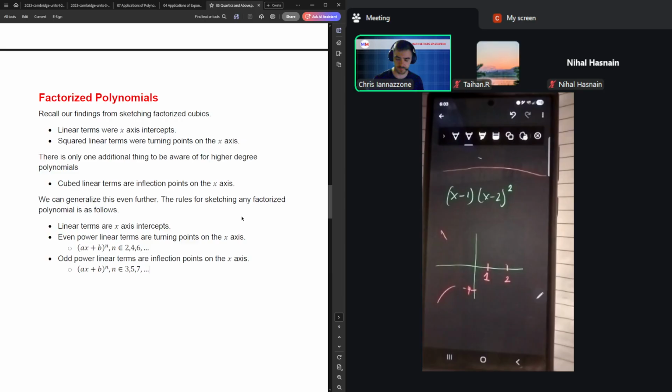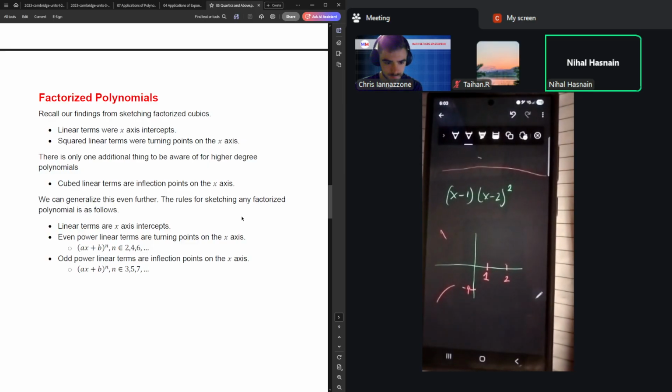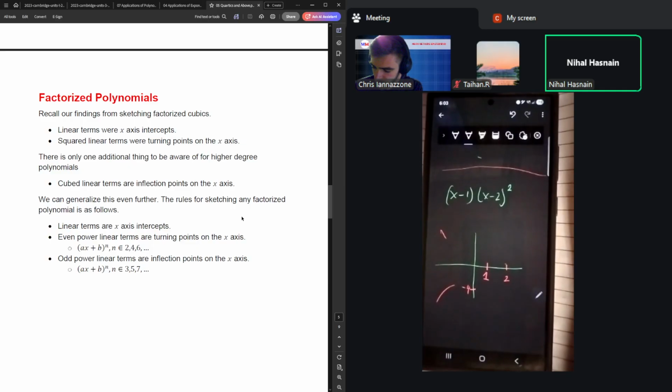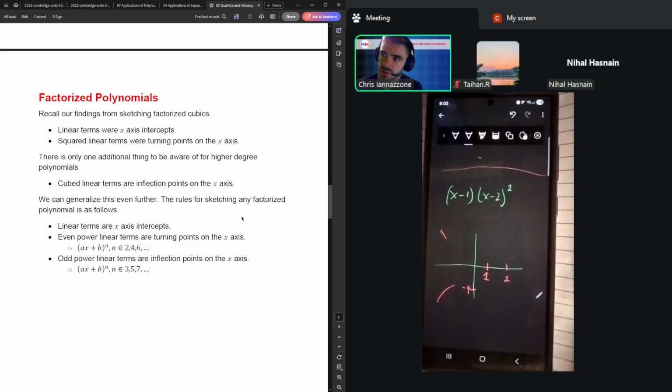How do we know? We can look at the coefficient of x in each of the factors. We can count them, and if they're odd, it's going to come from the top.